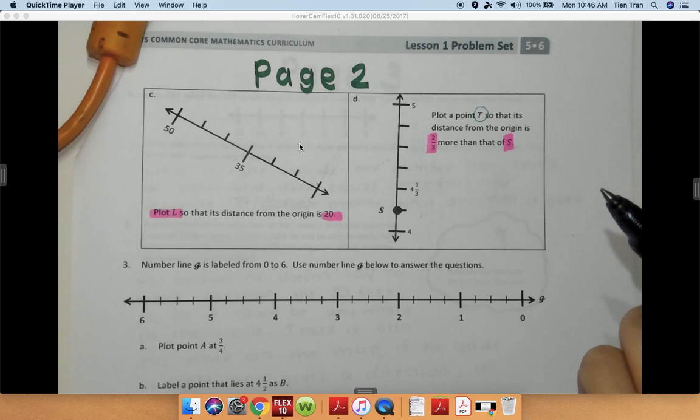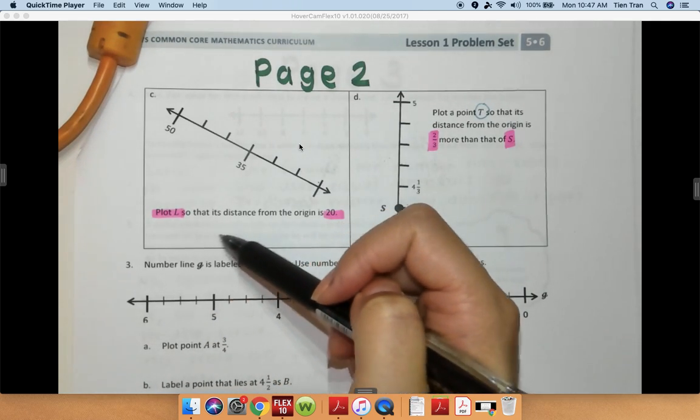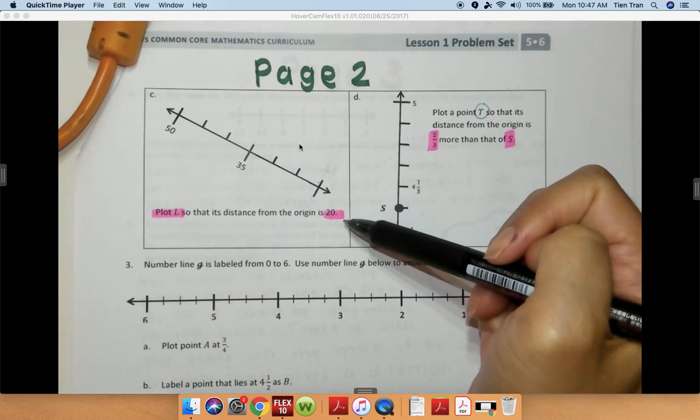Okay, so we're on page number 2, and today we are working on number lines. So I'm going to start with the first one. It says right here, plot L so that its distance from the origin is 20.